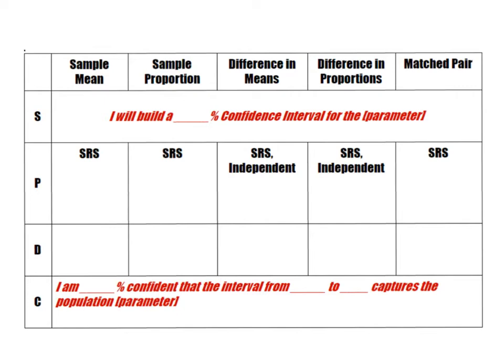Okay, so the plan step. Remember, this is where you write down your conditions. Every single one of them has the simple random sample. We want all of them to have well collected data. For the difference in means and proportions, the two samples should be independent of one another.